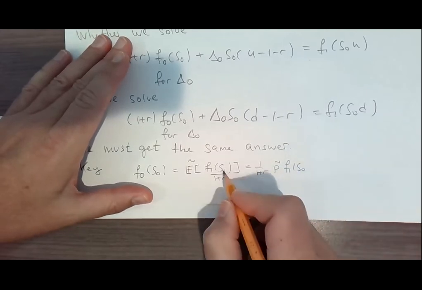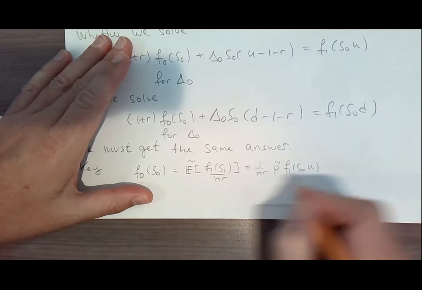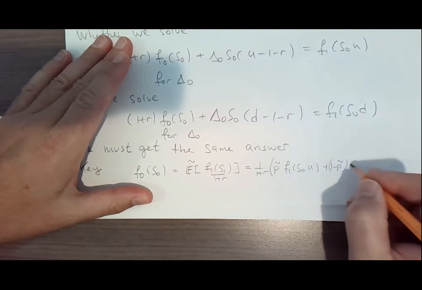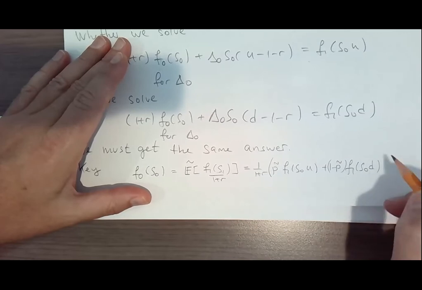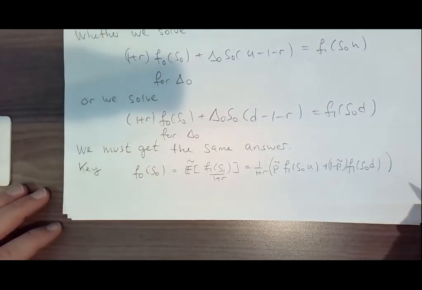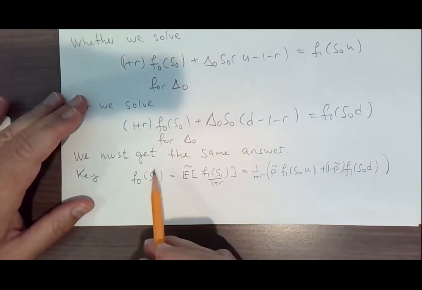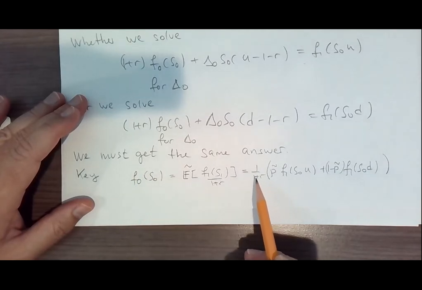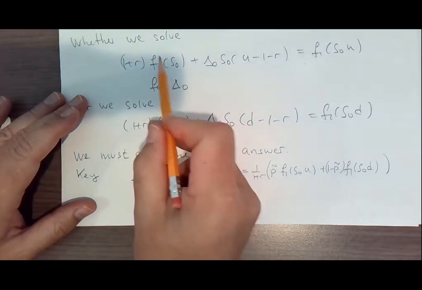And then what we get here is P tilde F1 S0 times U times 1 minus P tilde times F1 S0 times D. So this is the key thing that's going to make this work. Because what happens is if you take this expression, then you can take 1 plus R here over on the other side. But then I'm going to get the first term here.